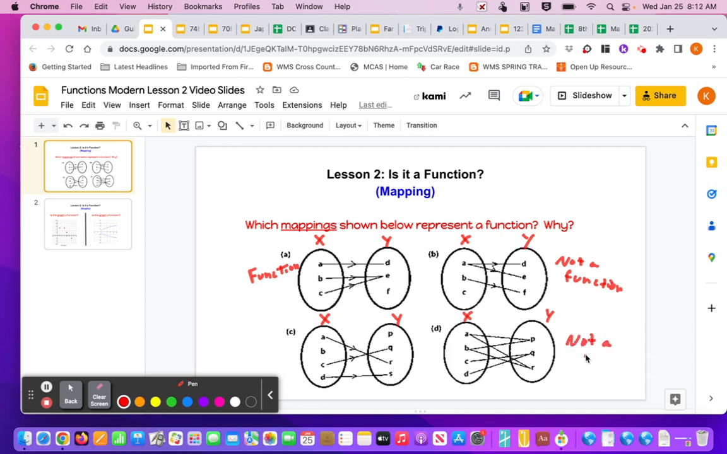And we'll go back in time. Let's go to letter C. Letter C has an input of A. It goes to one output. B goes to one output. And the input of D goes to one output. That would lead us to a function. So we have two functions here, letter A and letter C. Both B and D are not a function.